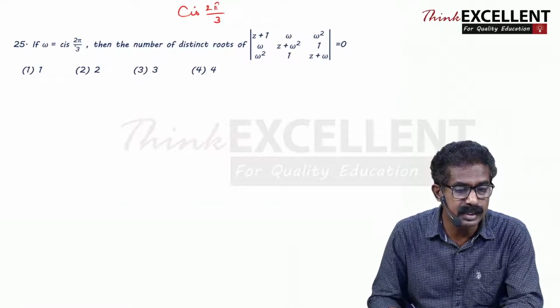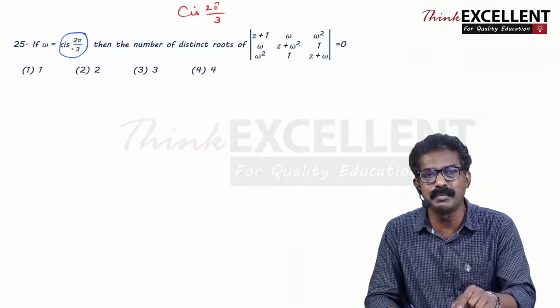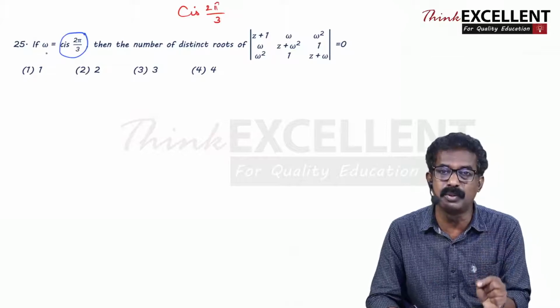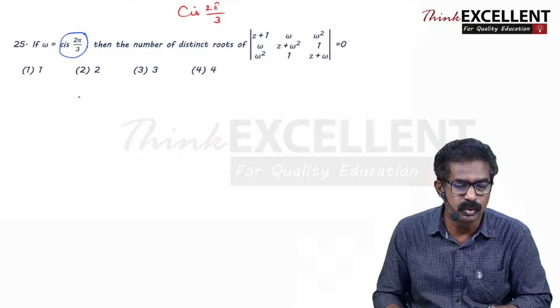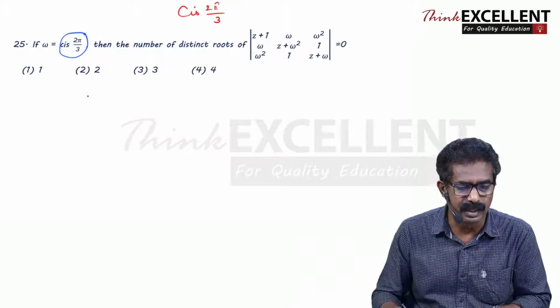Omega is equal to cis 2 pi by 3. Just now we did that, right? Cis 2 pi by 3 means it is the cube root of unity. So here omega represents the cube root of unity. Instead of giving the sentence, they have given it like this, okay? Cis 2 pi by 3 is the polar form of the cube root of unity, omega, right?